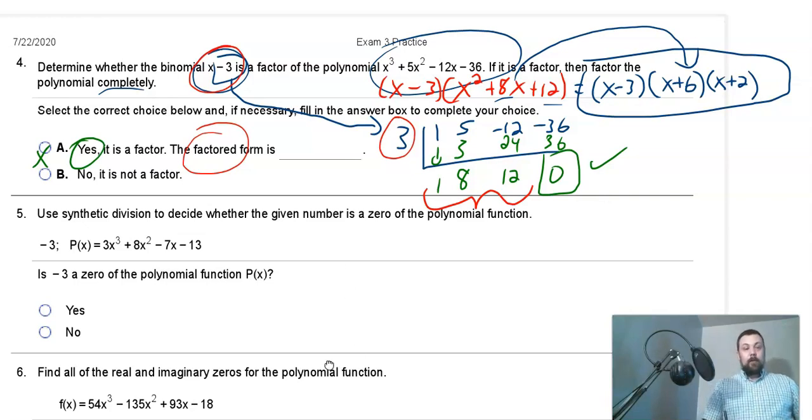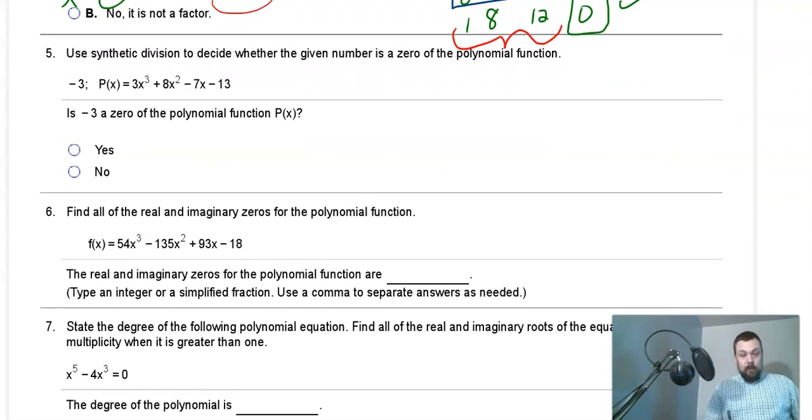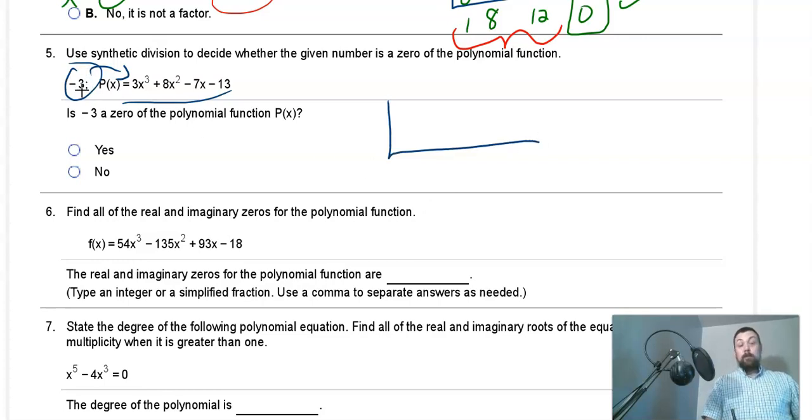All right, number 5 is even quicker. We want to know if this number is a 0 of this polynomial. Now, one way you could check is just to plug it in. Plug it into that polynomial and see if it makes it equal 0. But that's actually the longer way to go about it. The fastest way to go about it is to use synthetic division again, because if the remainder is 0, then that number makes the polynomial equal 0 when you plug it in.